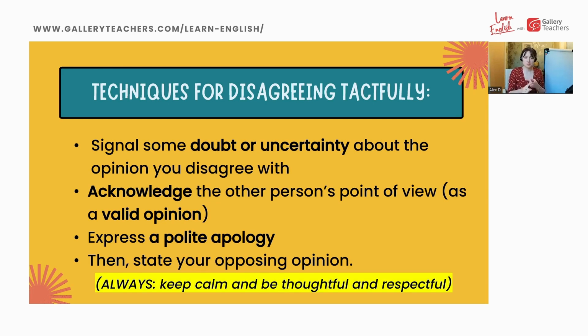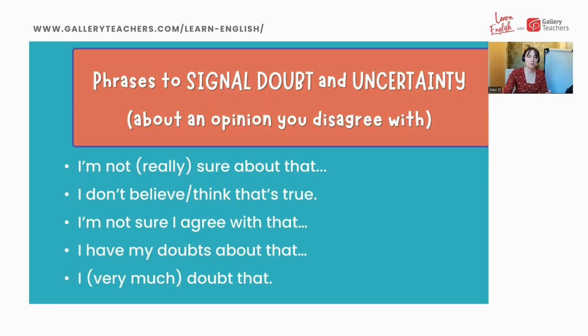So express some doubt or uncertainty about the opinion you don't agree with. Acknowledge their point of view as valid. And also express some kind of apology before then giving your opposing opinion. So you might want to practice some of these different techniques. Like I've written here, whatever technique you use, always keep calm, okay? Especially if it's about an emotional issue for you. And try to be thoughtful and respectful throughout the conversation. That's how you're going to get the best discussions anyway.